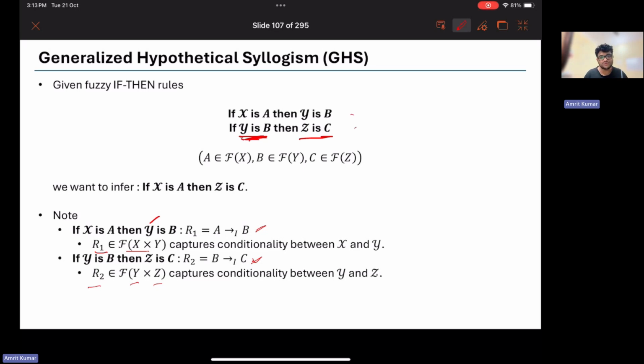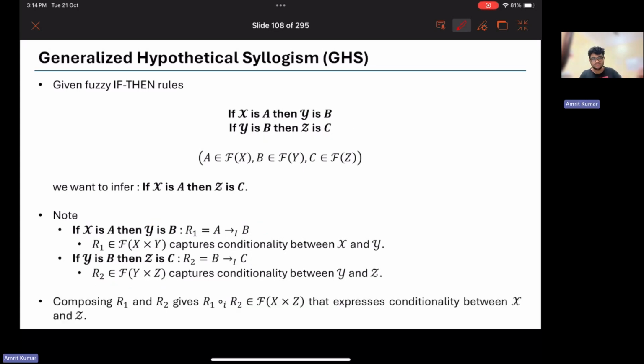Now, if you compose these two fuzzy relations, and it is possible to compose them, right? Because R1 is a fuzzy relation from X to Y and R2 is a fuzzy relation from Y to Z. So if you compose these two fuzzy relations, you'll get a fuzzy relation from X to Z. And this would express the conditionality between variable X and variable Z. After all, R1 expresses the conditionality between variable X and variable Y, and R2 expresses the conditionality between variable Y and variable Z.